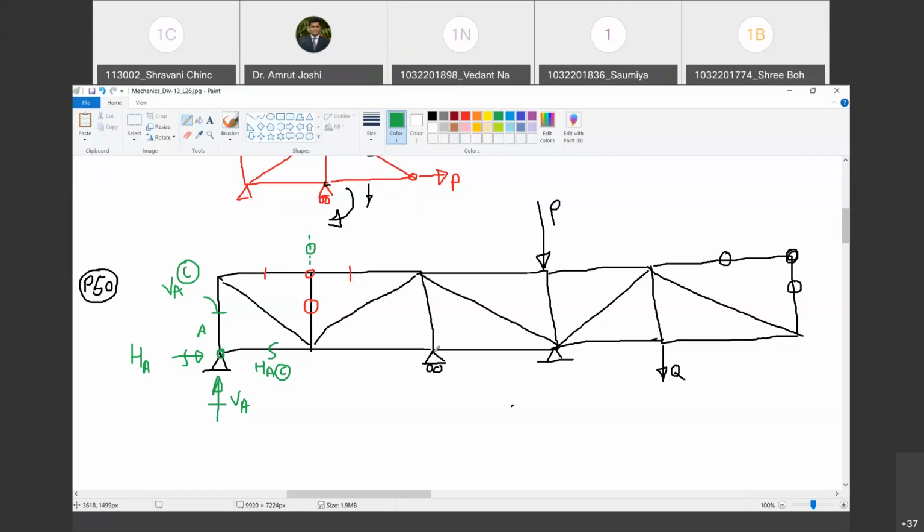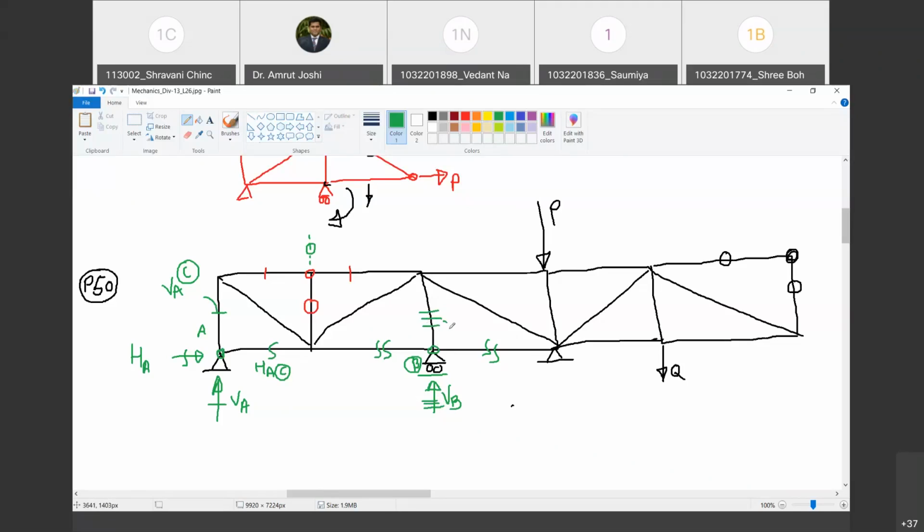Yes, sir. What about this joint? No, sir. Why not? Sir, there are 3 members meeting and 1 reaction. 4. Yes, sir. Can I apply the same rule? Yes. So let me call this joint as B. In that case, this reaction will be VB. So what does that rule say? The force in this member must be equal to force in this member. Happy? Yes, sir. And this force must be equal to this force.